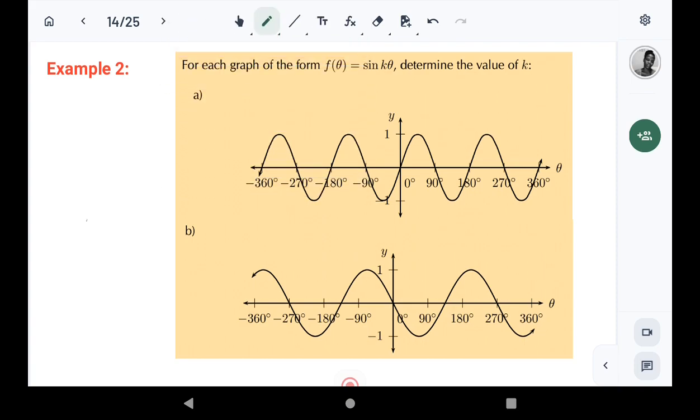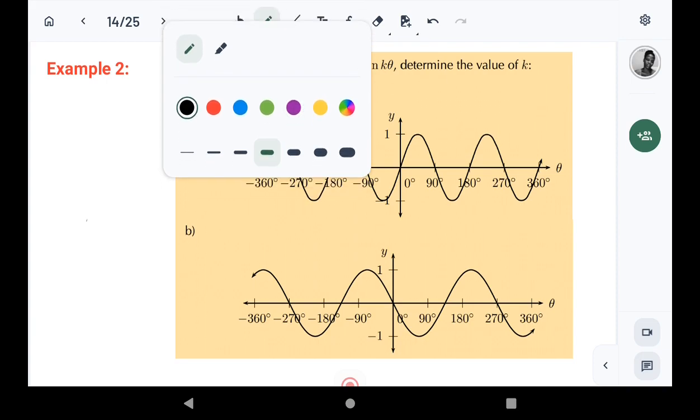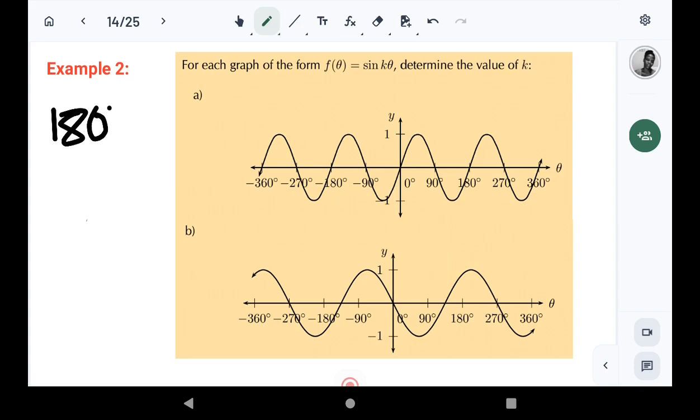Here we're given a question where they say: for each graph of the form f of theta equals sine k theta, determine the value of k. That should be easy. Remember, you can just count the number of complete cycles you have in a 360-degree range, or you can use the formula. So you find what the full period is. In this case, that's 180. Equate that to the formula: 180 equals 360 divided by the absolute value of k.